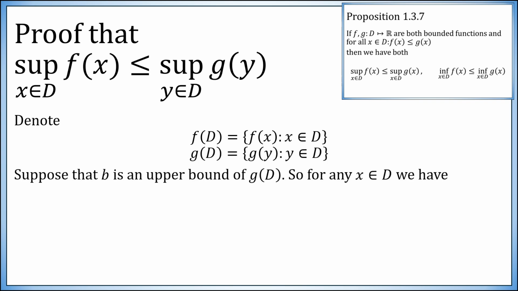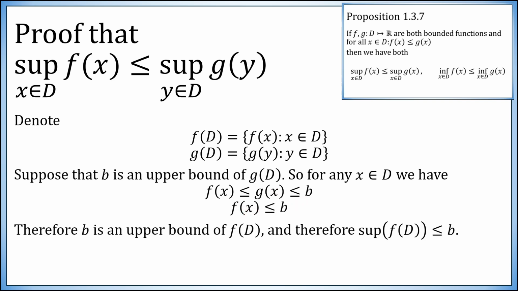Now suppose that B is an upper bound of this set right here. In other words, you have an upper bound on the set of values that G can take. So f of x is always less than or equal to g of x, but every value of g is less than or equal to b. In other words, every value of f is less than or equal to b. So b is an upper bound. Every upper bound of g is also an upper bound of f.